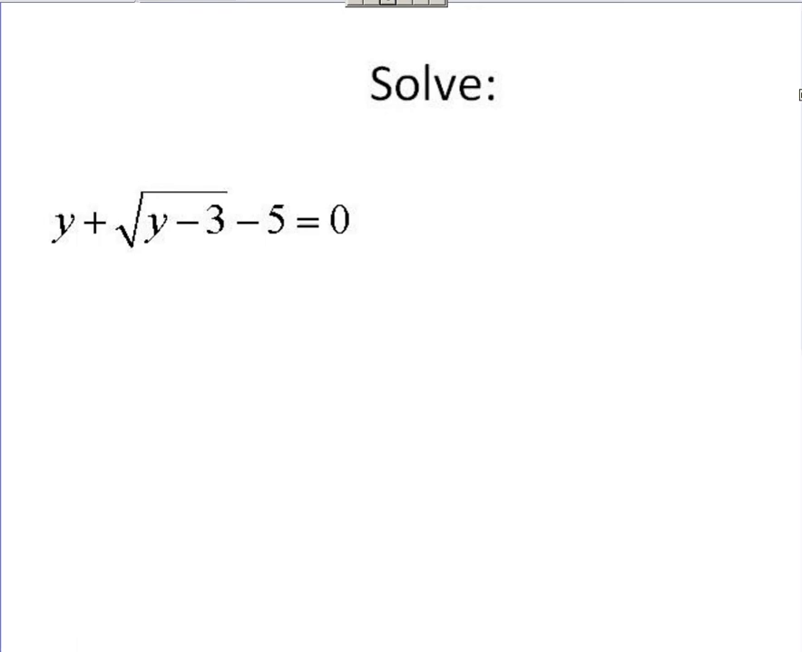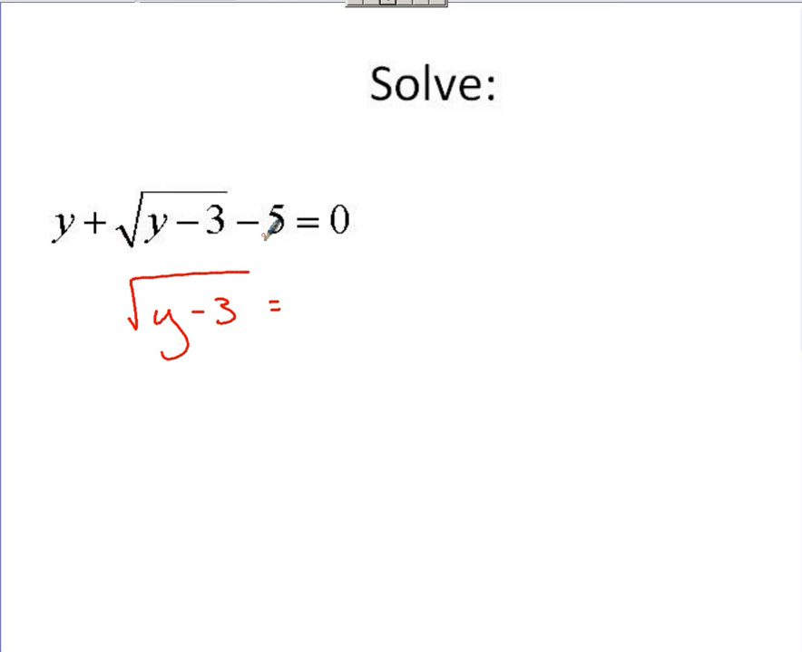Start to mix and match a bit on this one. y plus the square root of y minus 3 minus 5 equals 0. It may appear a little bit differently. In fact, you got a y under the root, you got a y outside the root, but the strategy remains the same from the start. You want to get that root by itself. So getting the root by itself, that's square root of y minus 3 here.